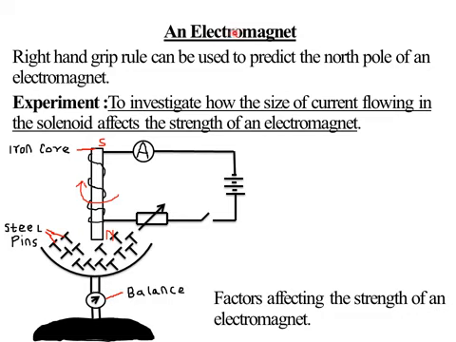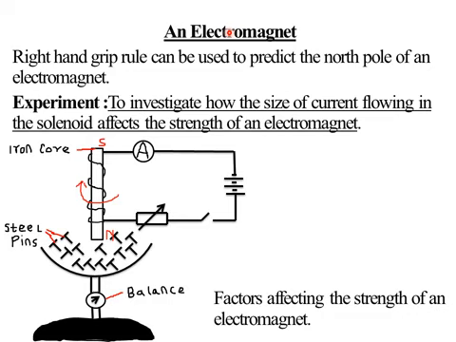Temporary because soft iron core can easily lose its magnetism. That is, it can easily be magnetized and demagnetized. So the level of the magnetism is actually temporary. So an electromagnet is a temporary magnet made by passing a direct current through a soft iron core, or simply a soft magnetic material. We use soft iron core because it is easily magnetized and easily demagnetized.